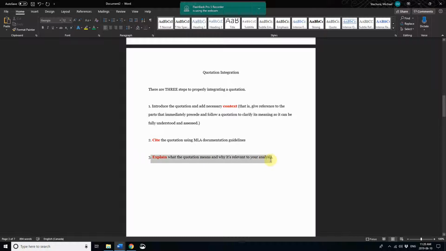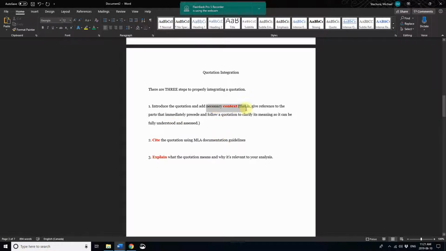And finally, you need to explain the quotation. Like, why is this quotation relevant? Why have you included this quotation? What does it mean? And how are you going to use it? How are you going to analyze it? Okay, so these three things you need whenever you integrate a quotation.